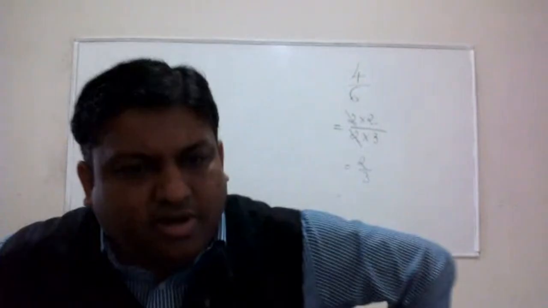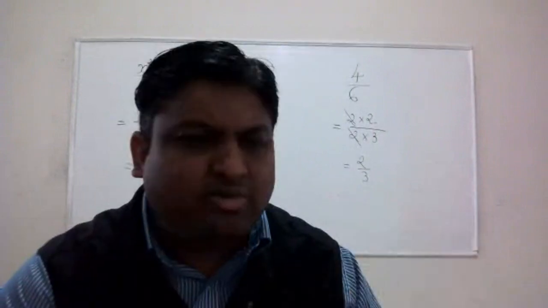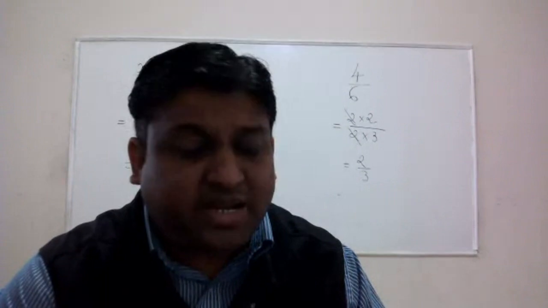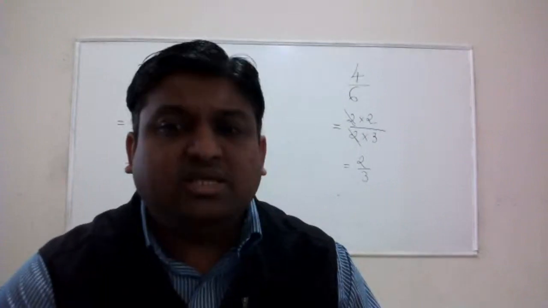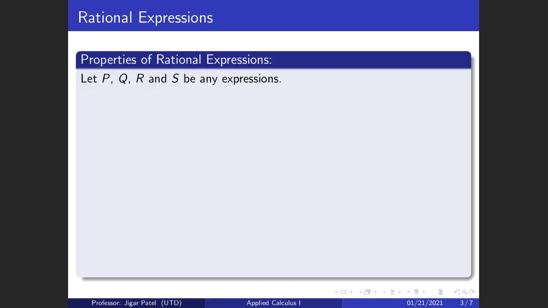It's clear that we may have a situation where we have polynomial divided by polynomial, right? So the question is, if I give you two rational expressions involving polynomials, is it possible to add them, subtract them, multiply them, and divide them? Answer to all these questions is yes. All right, so let's try to see this carefully. Okay, so here are a few properties of rational expressions.